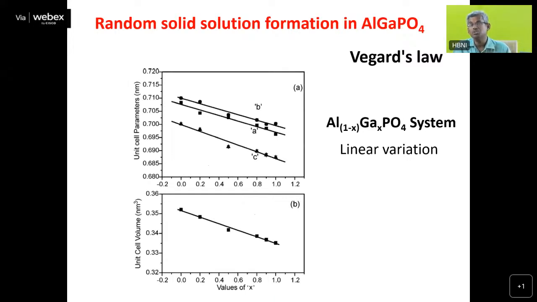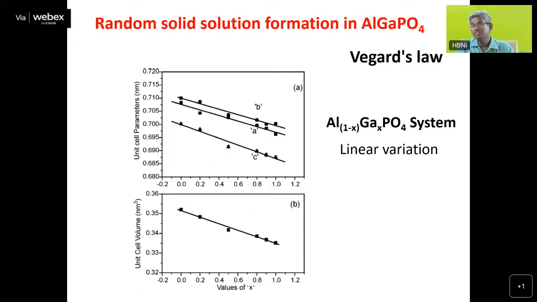Whenever there is a random distribution, how do you know it is random distribution? Just because you formed the compound doesn't mean that you got a random distribution. If it is a random distribution, we should have a linear variation of lattice parameter. X is nothing but content of either aluminum or gallium. If aluminum is X, gallium is 1 minus X. If gallium is X, aluminum is 1 minus X. As a function of X, if we are getting linear variation in the lattice parameter, then we say it is a random solid solution. And this binomial distribution can be used to predict the NMR pattern.